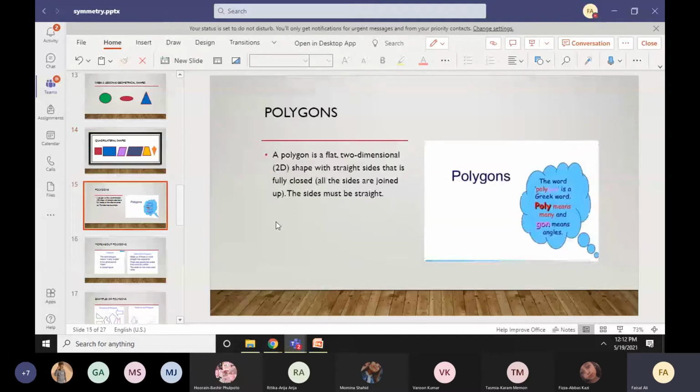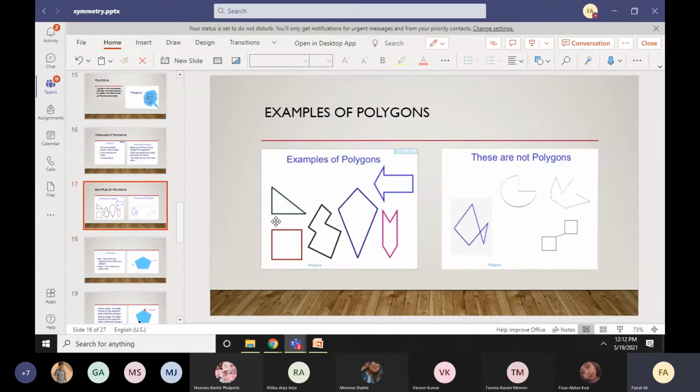Okay, here you can see these shapes are made up of lines, so these are polygons. Triangle is a polygon, square is a polygon, this is an irregular shape, but this is also a polygon. The third one is a kite, this is also a polygon. Arrow shape is also a polygon, because we have used straight lines here and all these figures are closed. That's why we are saying these shapes are polygons.